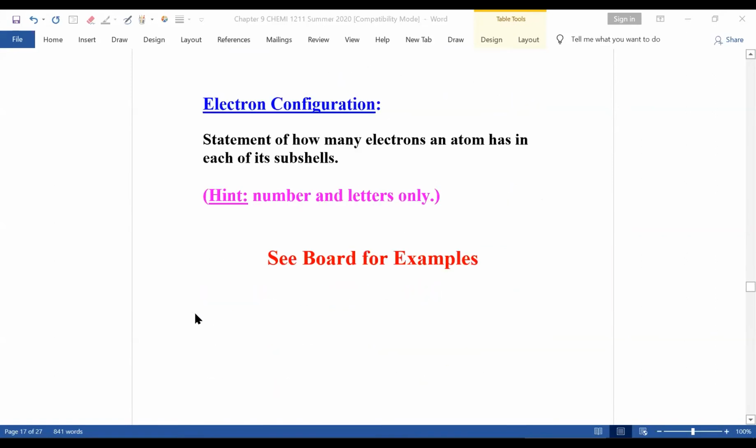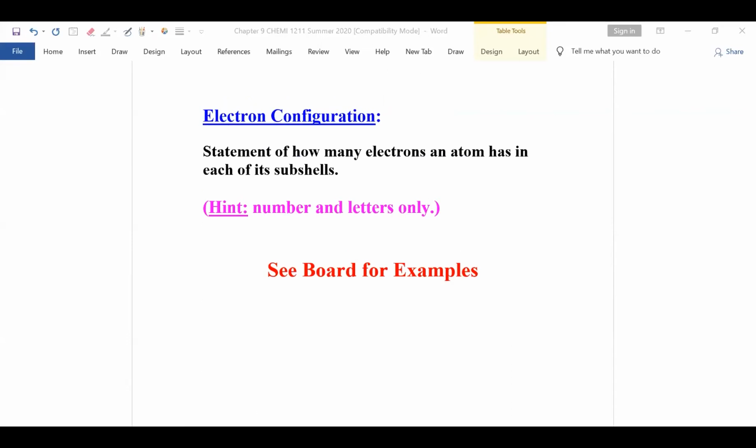But now, electron configuration. Electron configuration is a statement of how many electrons an atom has in its subshells. Now, I will never ask what is the electron configuration, but I will ask you to know how to draw it. And let's look at an example.